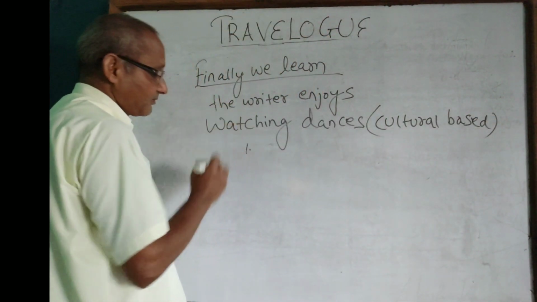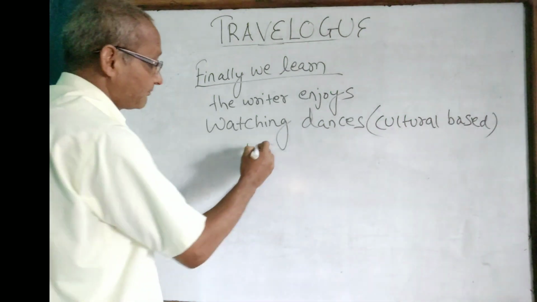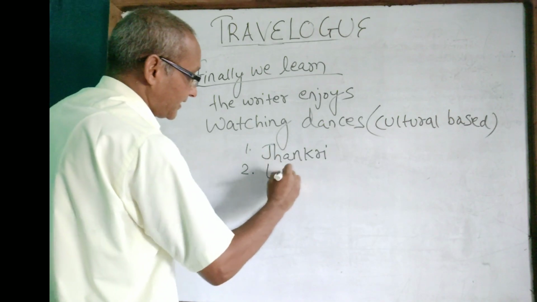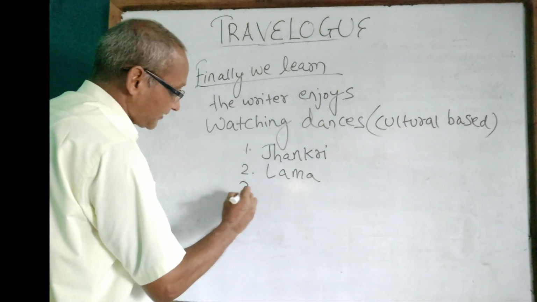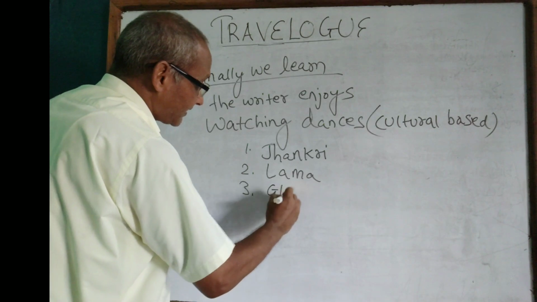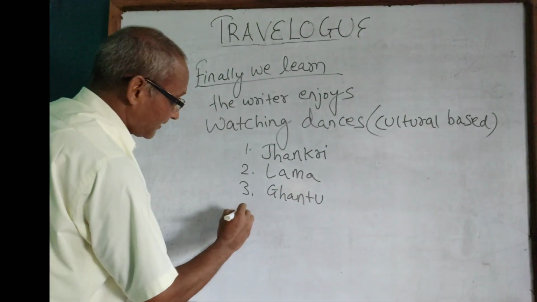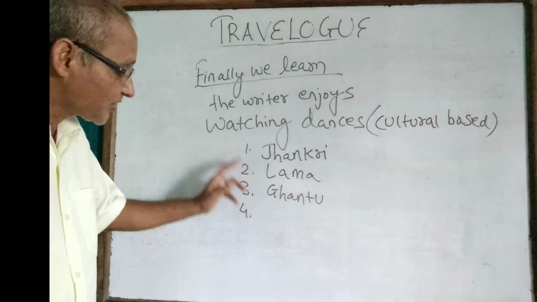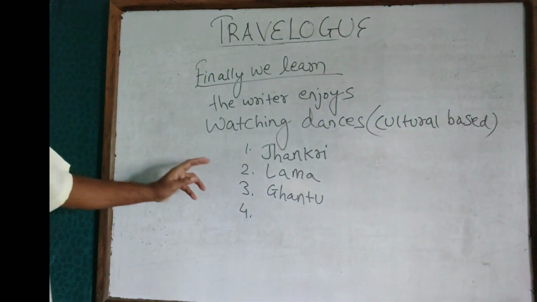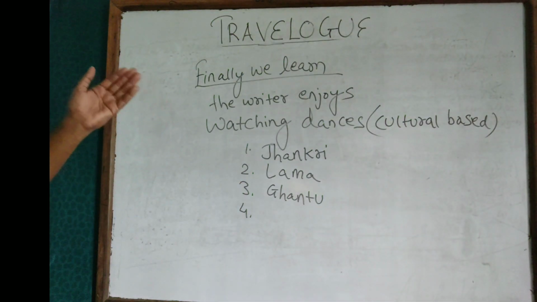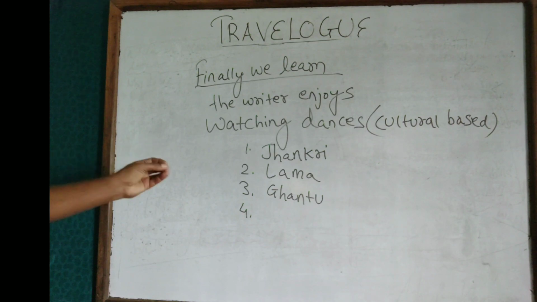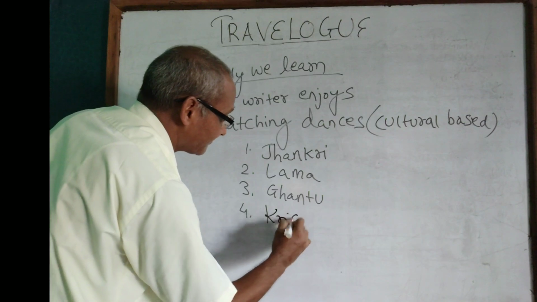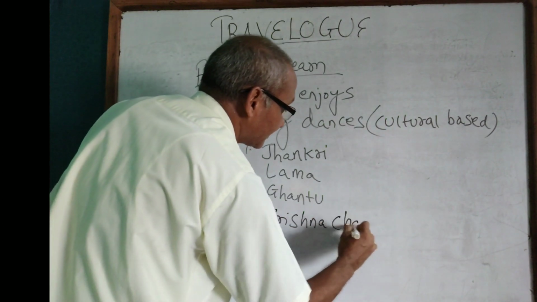Like, let's see, what are the dances represented by her? Jhakri. Number 2, Lama dance. Number 3, Ghantu dance. And number 4, let's try to remember. Jhakri, Lama, Ghantu, and that dance which she really likes to talk about is Krishna Charitra.